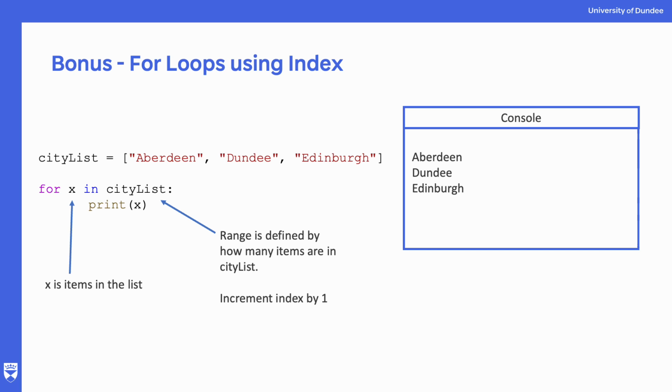But in this case, what will happen is it says for all items in the list, print it out. And so I've printed out Aberdeen, Dundee, Edinburgh. So if you have a structure, this is a slightly simpler way of doing it. You can still use an index, a range if you want to, and then use that I value to access something by index. But this is a simpler, more efficient way of doing it.